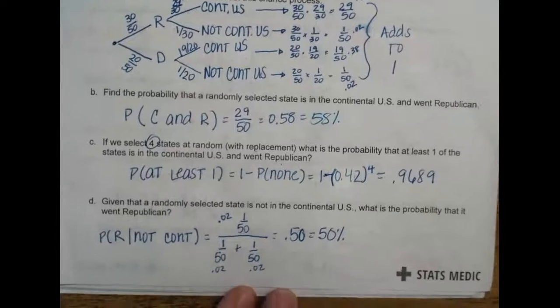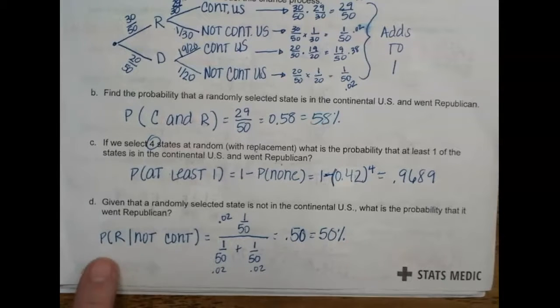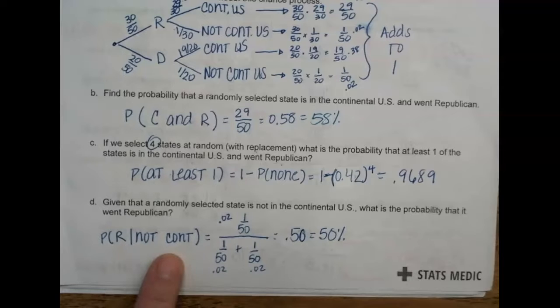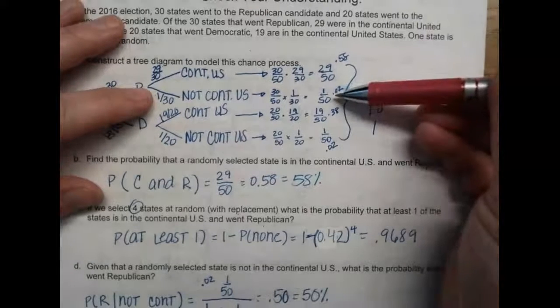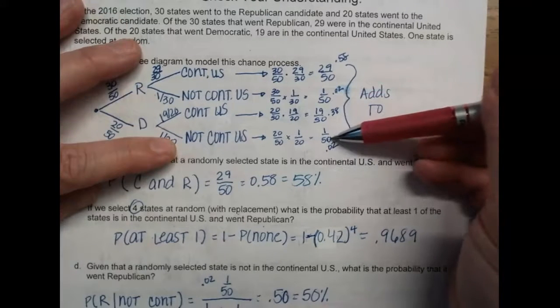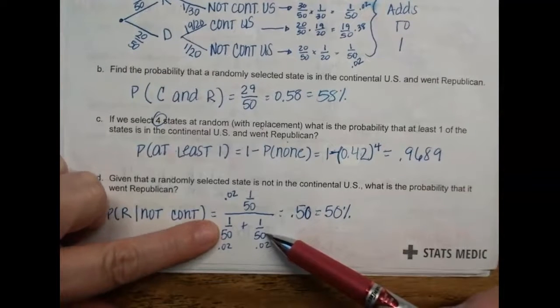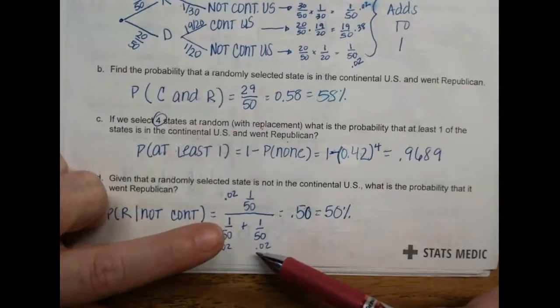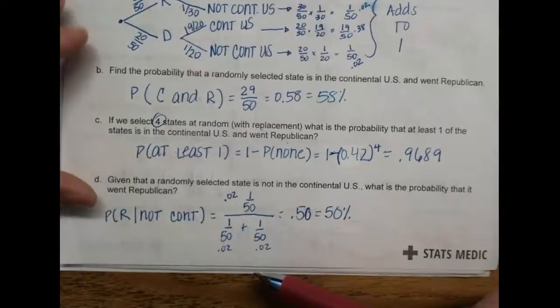All right, and our last question. Given that a randomly selected state is not in the continental United States, what is the probability that it went Republican? So I wrote my symbology here: what's the probability of Republican given not continental United States? Not continental United States happens in 2 different places. We have this 1 out of 50 right here, or this 1 out of 50 right here. That's where these are being added together, because that's an or situation, because I could do it this way or that way.